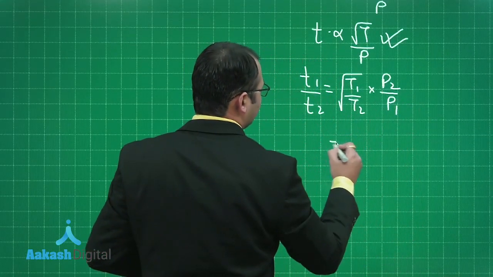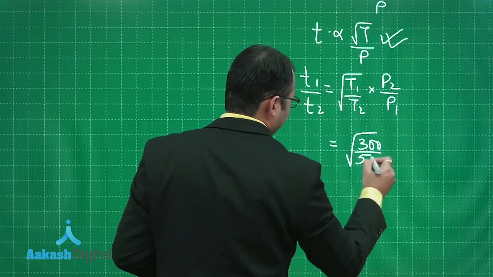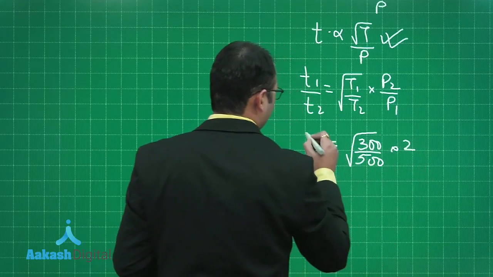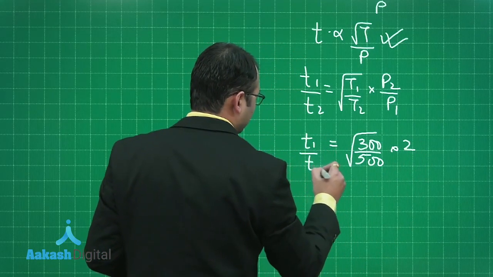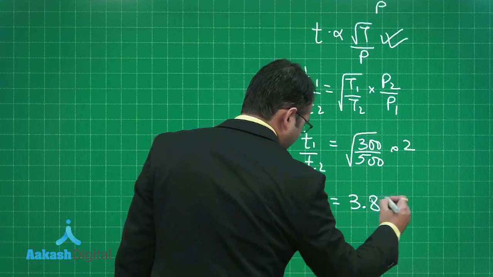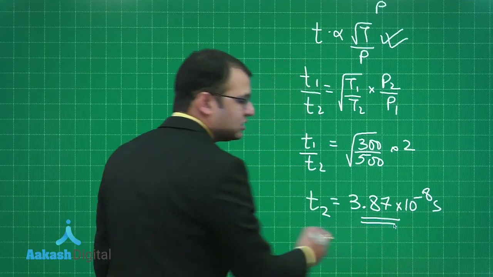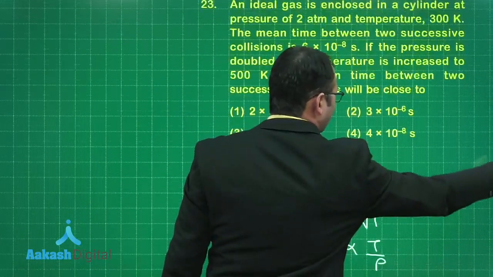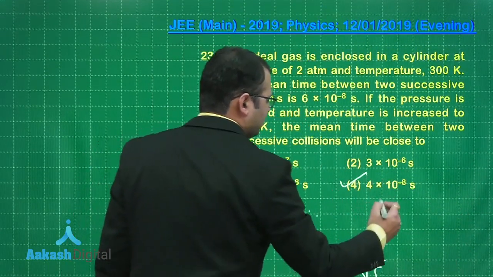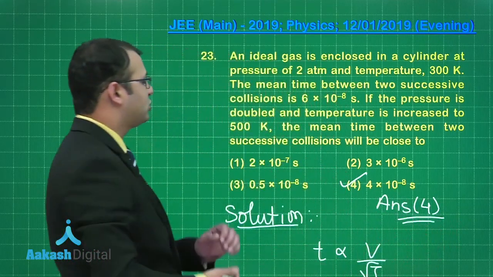So P2 by P1 is twice. This would be 300 by 500 into 2. This would be T1, this would be T2. I'll get the value of T2 as 3.87 into 10 to the power minus 8 seconds, right? Let's see which is the best suited option here. So among the 4 given options, option number 4 is the nearest possible answer. So the right answer to this question would be option 4.